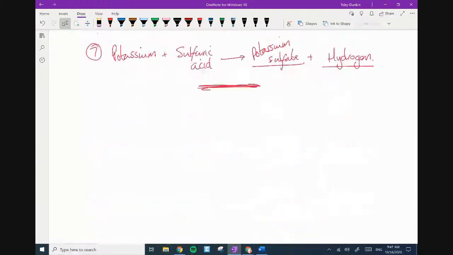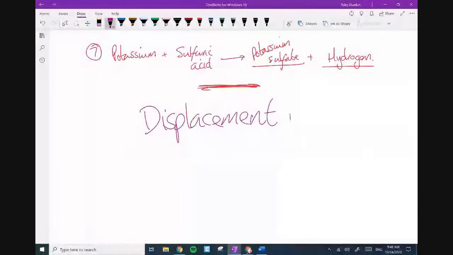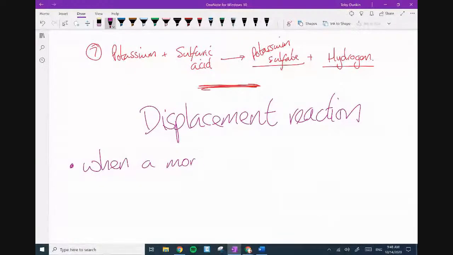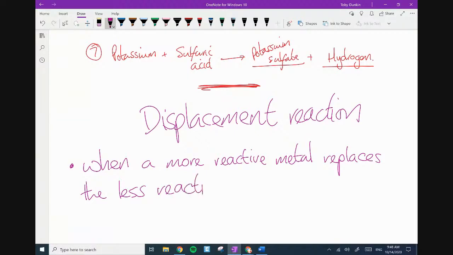Okay, displacement reactions. That's my amazing singing there. Displacement reactions. Okay, first of all, what is it? Bullet point. When a more reactive metal replaces, that's the word displace means to replace. They're kind of the same thing. It's just displacement sounds nicer in chemistry. When a more reactive metal replaces the less reactive metal in the salt.